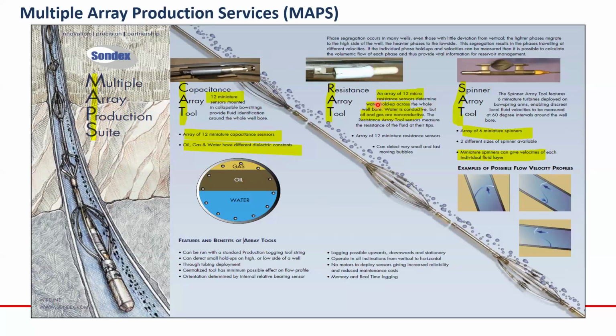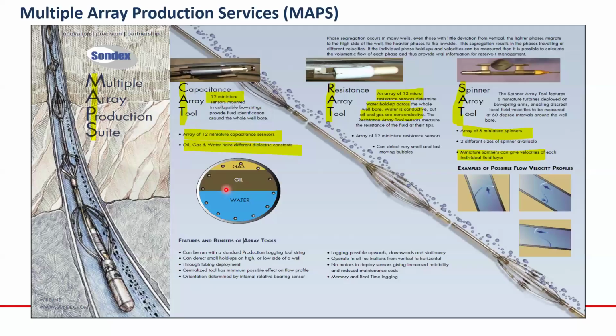Okay, water is conductive, but oil and gas are non-conductive. So this one can give you conductive and non-conductive, and tell you which is water and which is oil. And also here is the capacitance array, CAT, which has small miniature sensors. It can give you whether it is oil or gas, because each one has a different capacitance and dielectric constant. So these are the three tools, it's another technology.